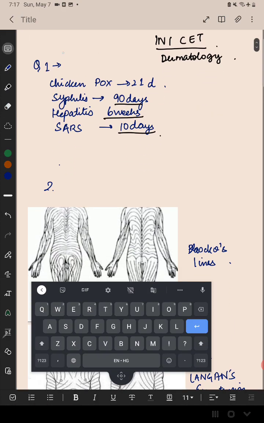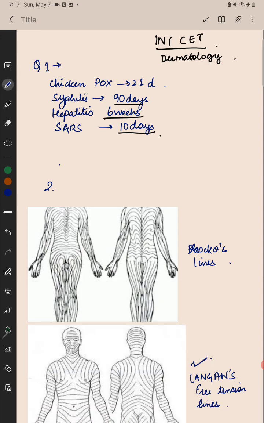So this question is basically not from dermatology, but the diseases are derma related. There was a match the column for the incubation period of various diseases, and this is the right answer.